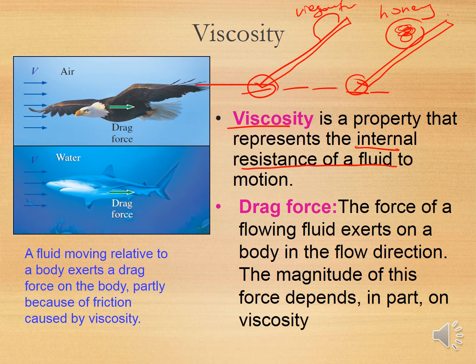And the second term is drag force. The drag force is actually the force of a flowing fluid exerted on a body in the flow direction. For example, look at this first example: the air is flowing in this direction, and the eagle is flying in the opposite direction. So there will be friction between the air and the eagle's body. The friction force here is what we call the drag force.